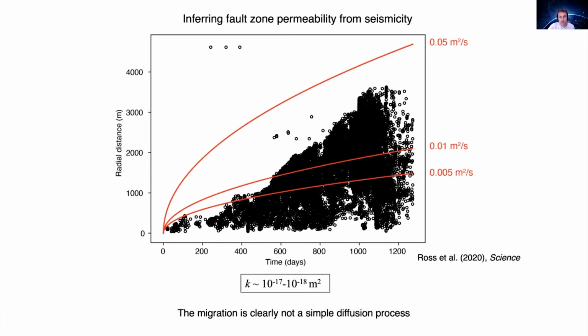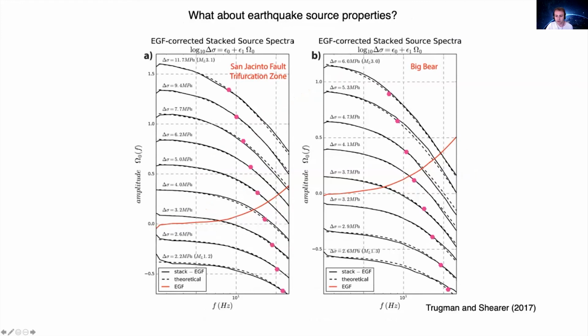And so while this is not really the best model to describe this process, it might still be somewhat useful for understanding how low permeability we're really talking about. Okay, so this is all about the spatial temporal evolution and what properties of the fault zone might control that.